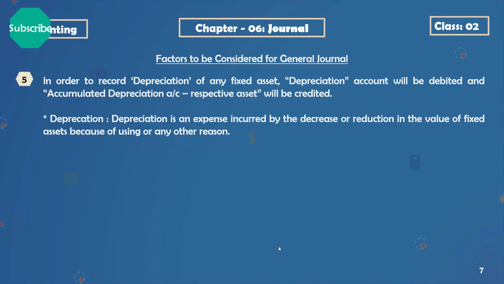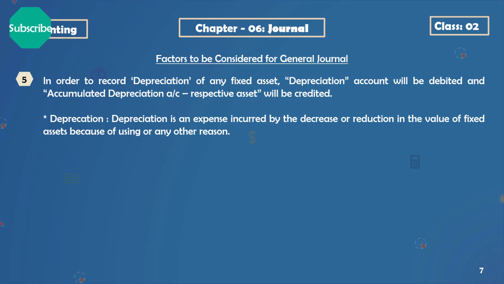So 5, very important one. We know what is depreciation, don't we? Okay, so depreciation is an expense on fixed asset. Here is the definition: depreciation is an expense incurred by the decrease or reduction in the value of fixed assets because of using or any other reason. When we use any fixed asset for a long time, we have to consider an expense called depreciation. So it is an expense.